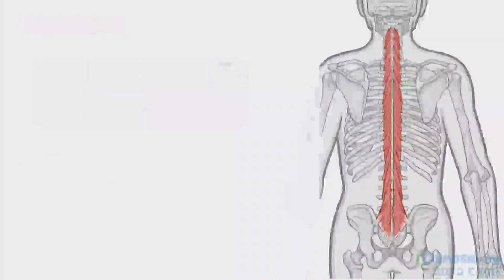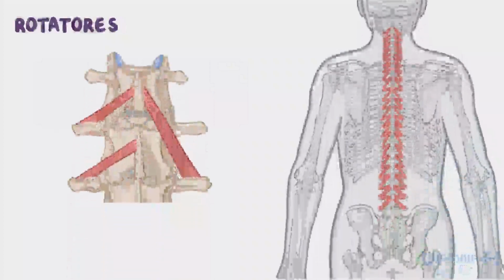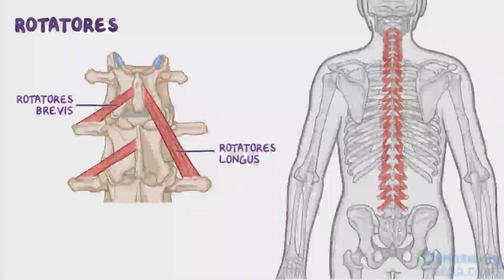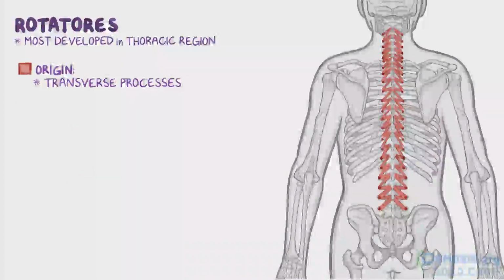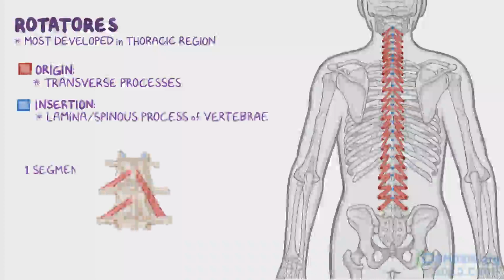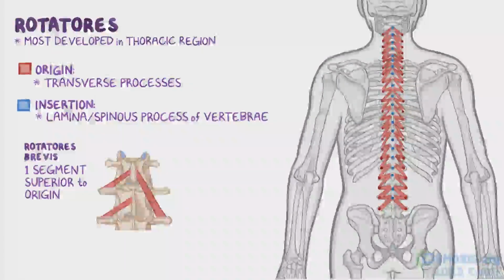The deepest muscles of the transversus spinalis group are the rotatories, which can be subdivided based on their length into rotatories brevis and rotatories longus. While the rotatories are present in all spinal regions, they are most developed in the thoracic region. The rotatories originate from the transverse processes of vertebrae. Their fibers run superior-medially to insert on the lamina or spinous processes of the vertebra either one segment superior to the origin, which is the case for rotatories brevis, or two segments superior to the origin, which is the case for rotatories longus.